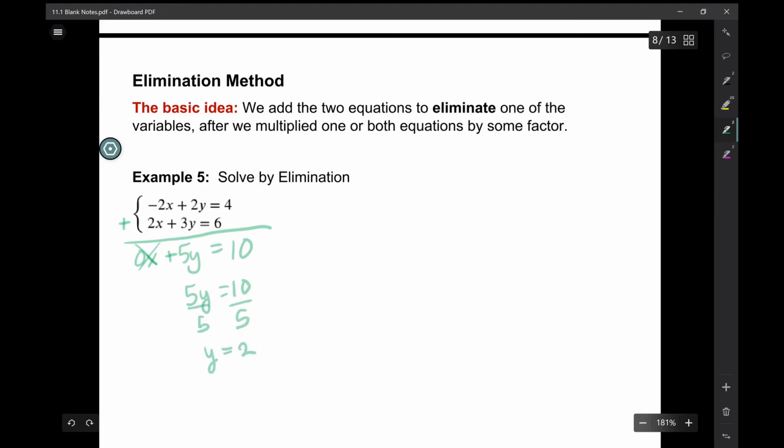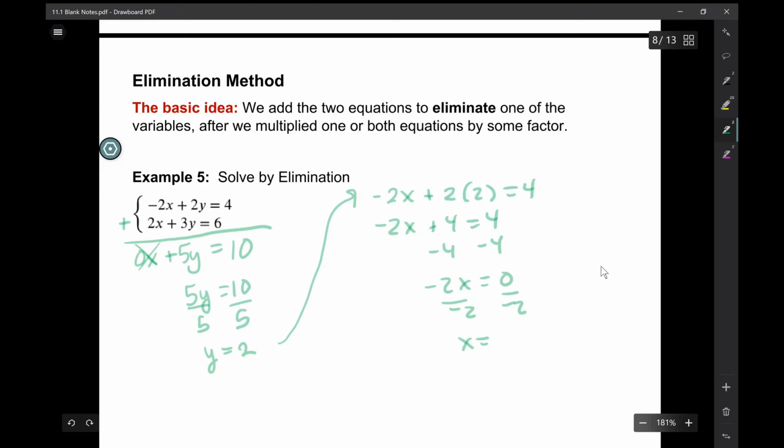Y equals 2. Now I know what y equals, so I can come back up here and plug that y value into either of the two equations and solve for x. Let's plug it into the first equation. Minus 2x plus 2 times 2, which is my y value, equals 4. Minus 2x plus 4 equals 4. Subtract 4 from each side. Minus 2x equals 0. Divide by negative 2. X equals 0, y equals 2. So we got the same answer as before, this way by elimination. All right, let's try another elimination problem that's just a little bit trickier.